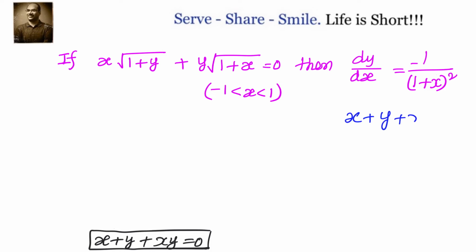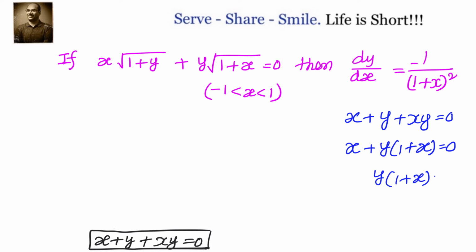Two things we can do. One, we can differentiate this and find out dy/dx. And second, we can also get y in terms of x. First, let's find out what is y in terms of x. So we can write x + y(1+x) = 0, or y(1+x) = -x, or y = -x/(1+x). Why are we doing this? Because our dy/dx should not have any y term. So in future, when I'm solving dy/dx, if I get any y term, then I'll replace that with -x/(1+x).